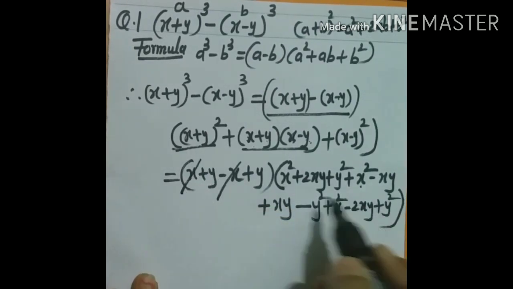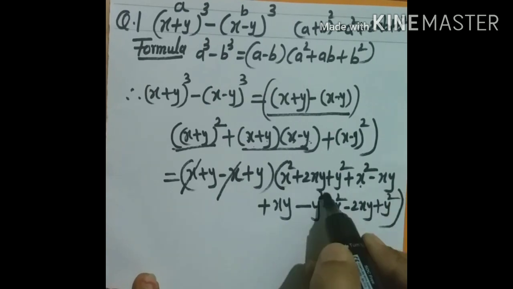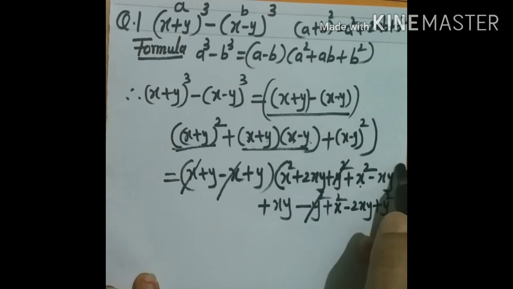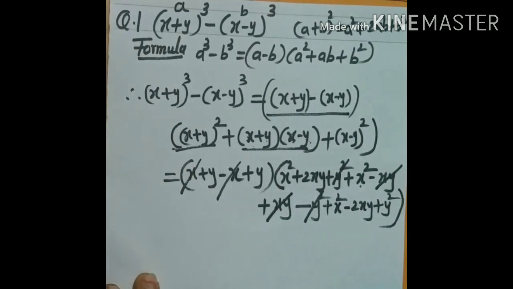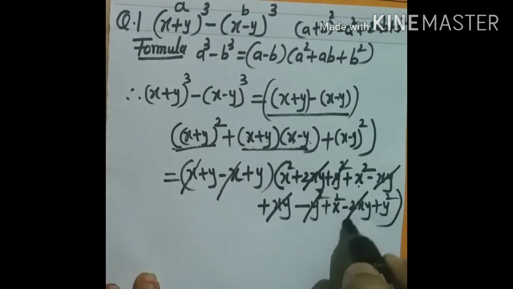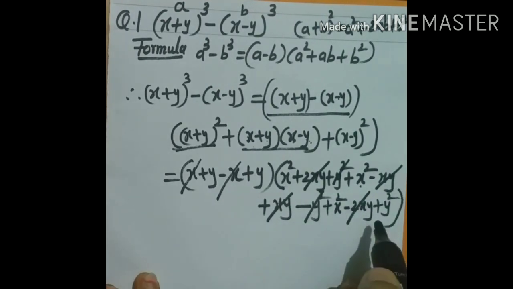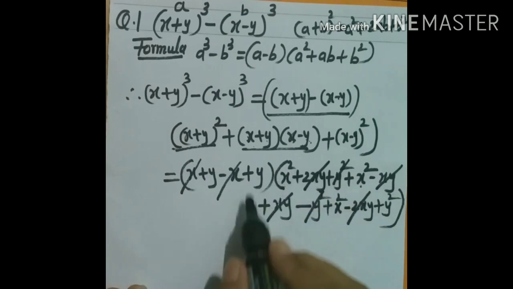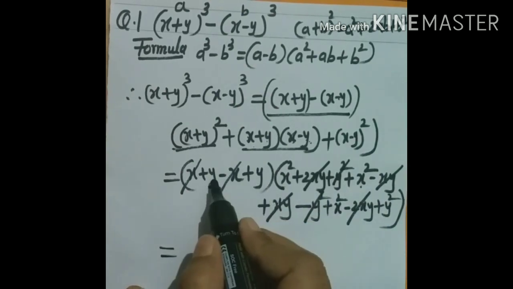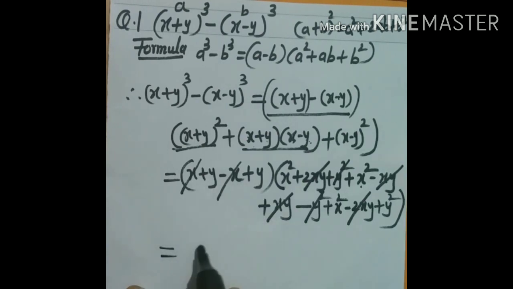Okay. Now next here, y square get cancelled. Minus xy plus xy get cancelled. Plus 2xy minus 2xy get cancelled, children. Okay. Now anything we can eliminate here? No. So here x plus, here what is remaining, children? Y. So what we get?